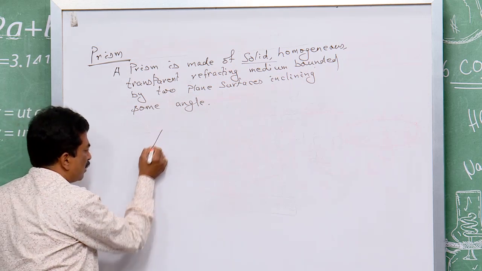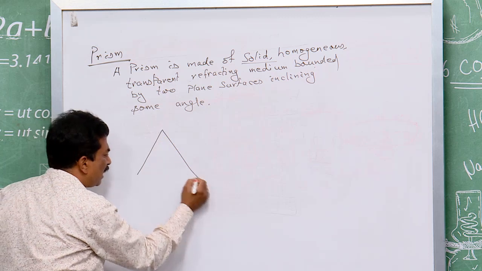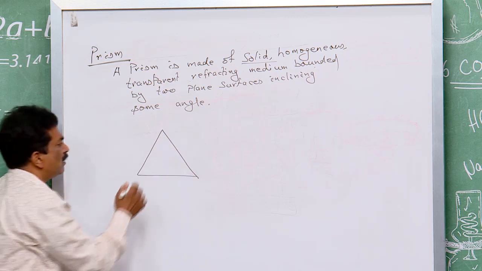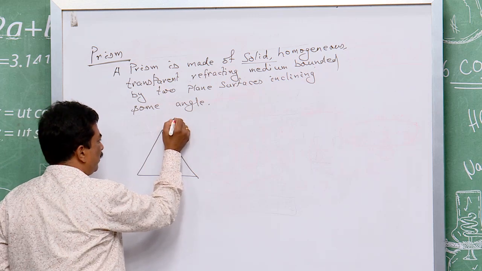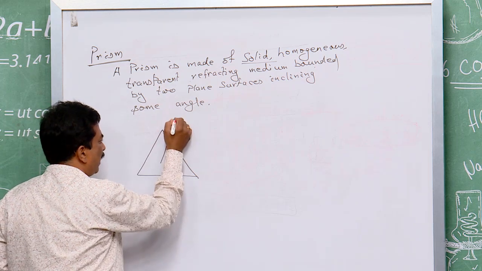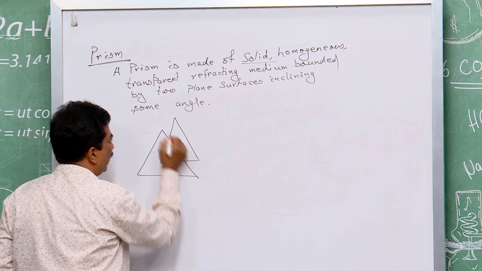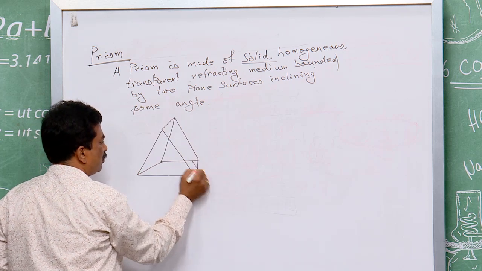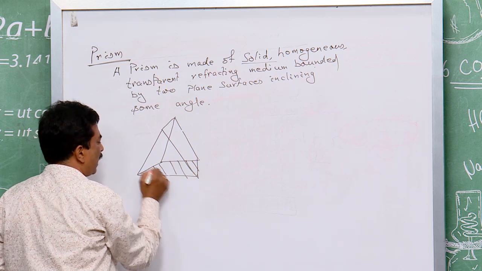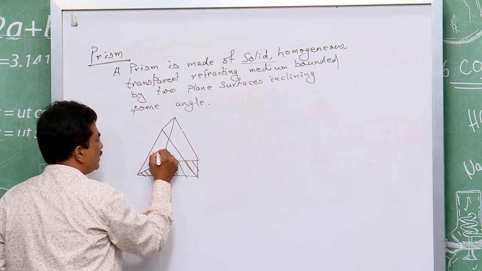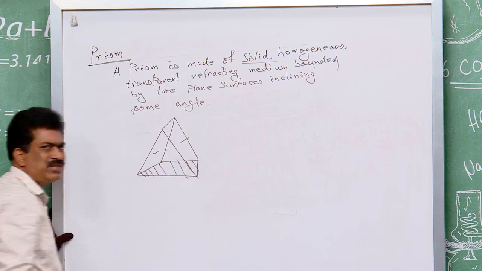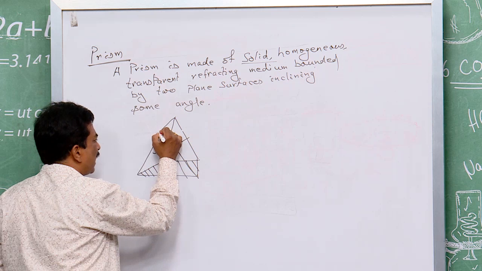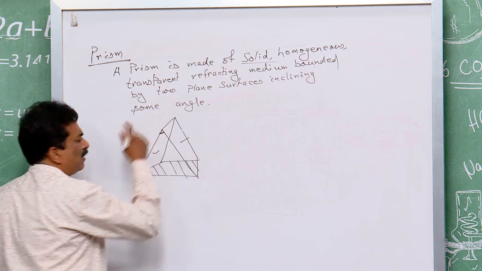The structure of a prism generally comes to mind in the form of a triangle, but it is not completely a triangle. You take a triangle and you take another triangle. Now just join them. So this one will act as its base. This is one plane surface, this is another plane surface. These two plane surfaces are inclining at a certain angle.